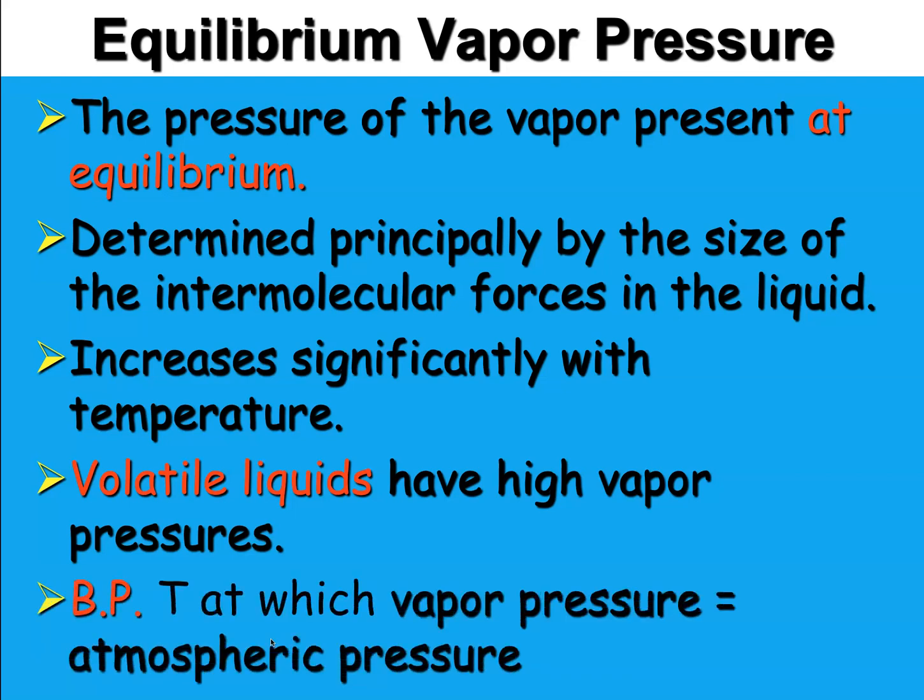And then reminder, boiling point is the temperature at which vapor pressure equals atmospheric pressure. So again, a liquid is not going to boil until its vapor pressure equals atmospheric pressure, wherever it may be on the planet, and then boiling can occur. Questions on equilibrium vapor pressure?